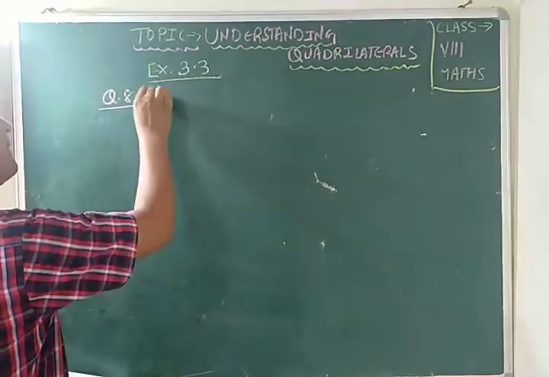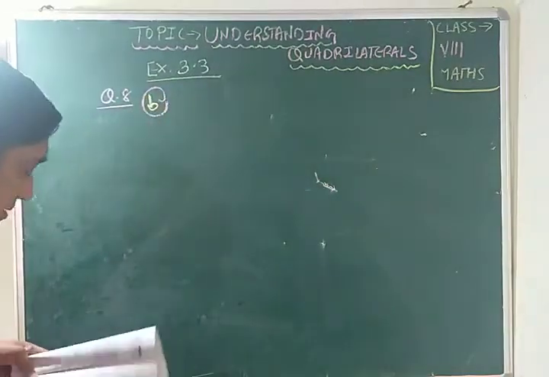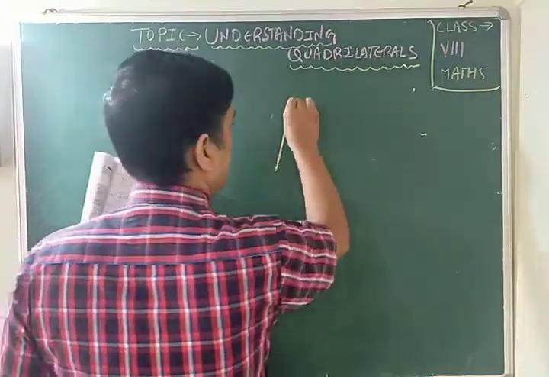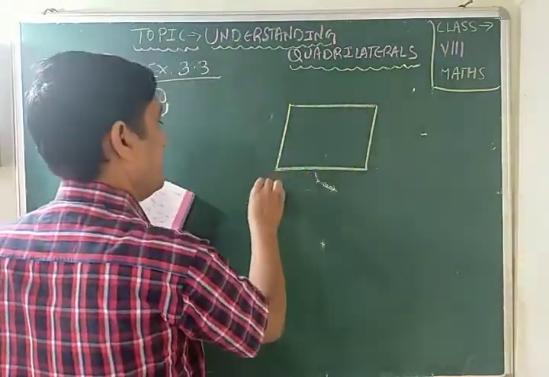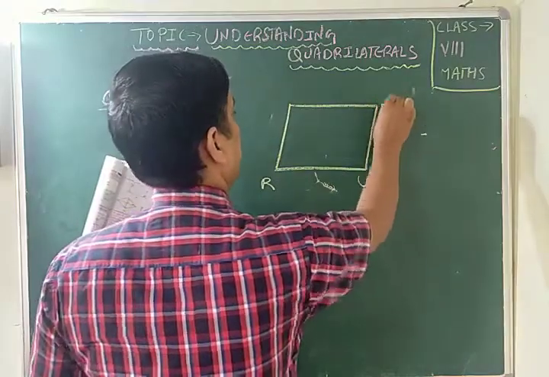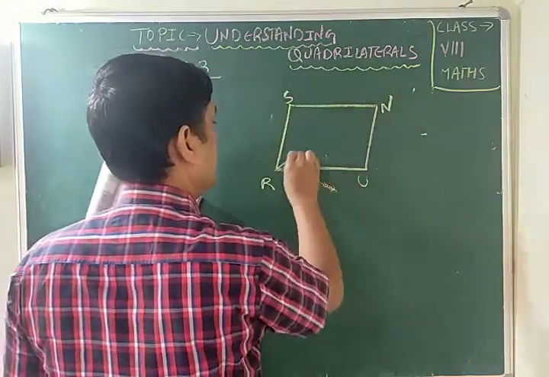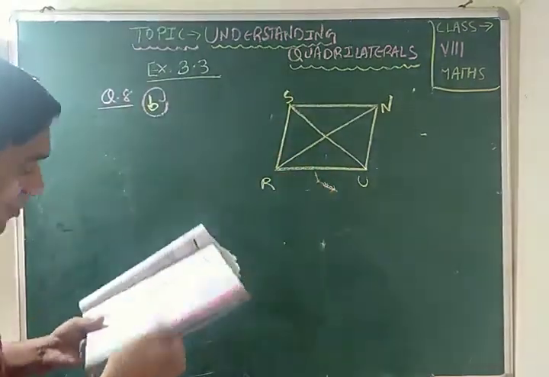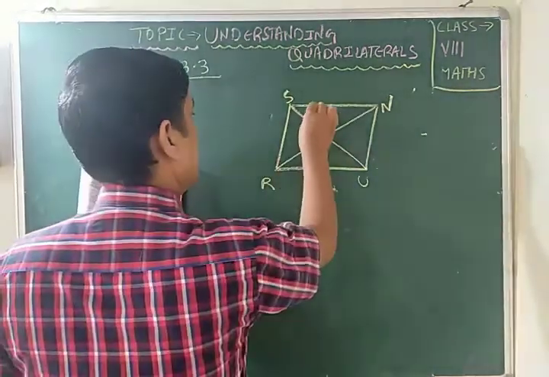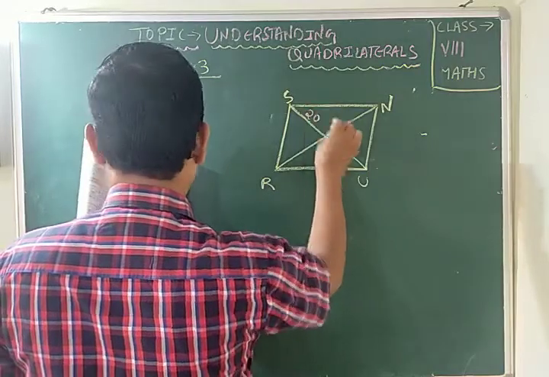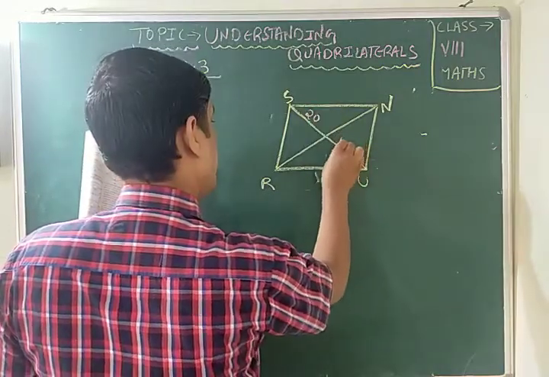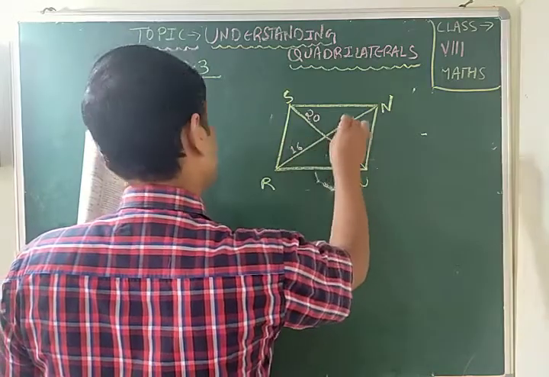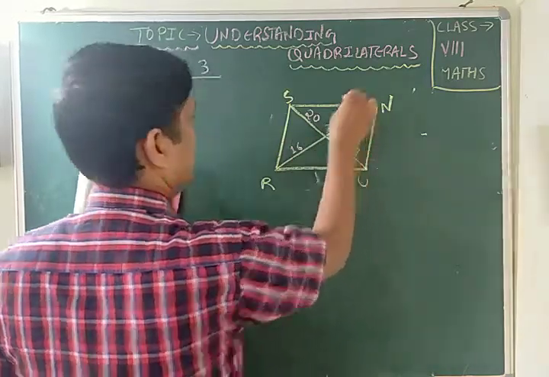B part is, we have a parallelogram and the name of the parallelogram is RUNS, R U N S, and we have diagonals also, RN and US. Now here what we have, this is 20, this is 20, this is y plus 7, this is 16, and this is x plus y.